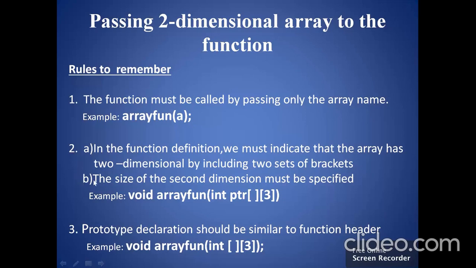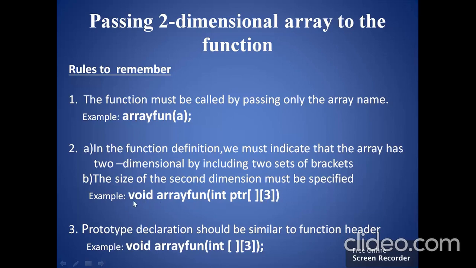Rule number 2 contains two parts. At first, part A: in the function definition, we must indicate that the array is two-dimensional by including two sets of brackets. Then part B: the size of the second dimension must be specified. For explaining these two statements, consider the example void array fun. Inside the bracket, we will have a formal parameter.